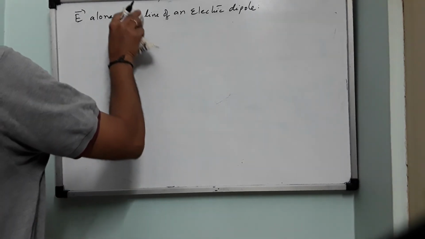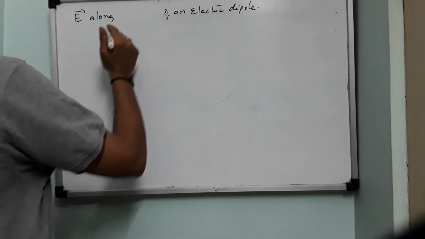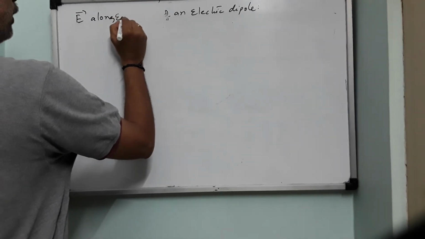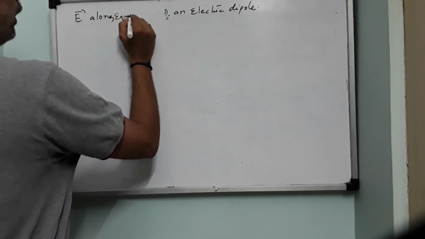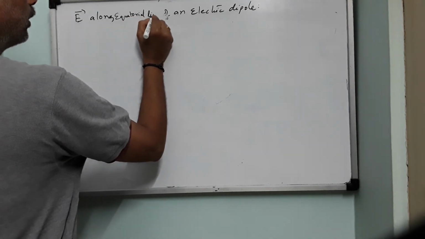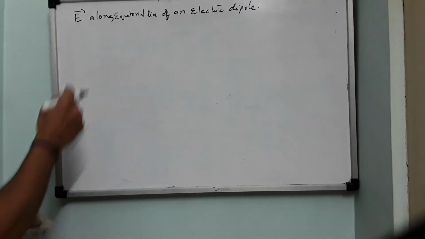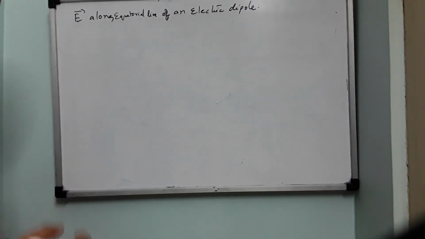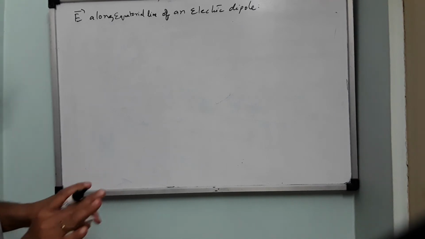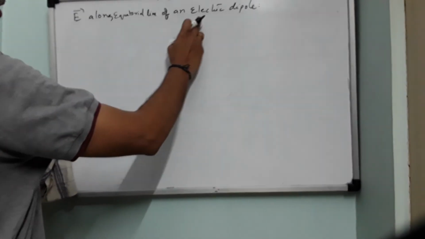So this is along this, I remove it. Electric field along equatorial, E-Q-U-A-T-O-R-I-A-L, equatorial line of dipole. I am giving spelling because I have the habit of writing the things very small. I am trying to overcome this. Okay. So electric field along equatorial line of an electric dipole.